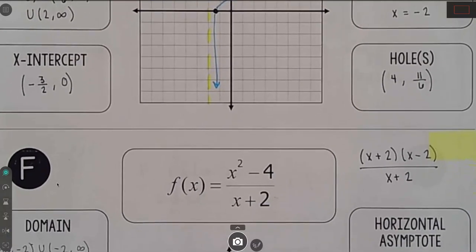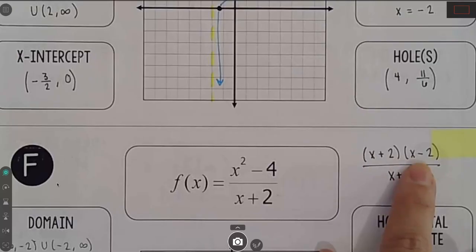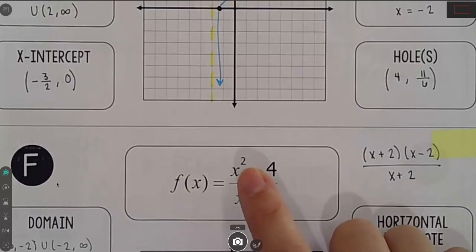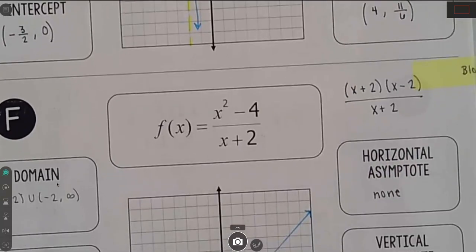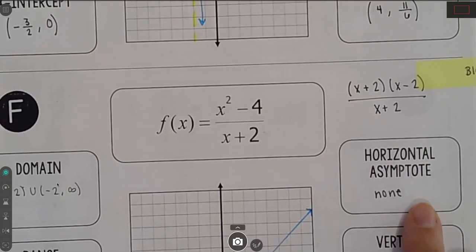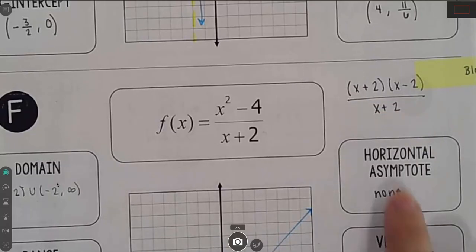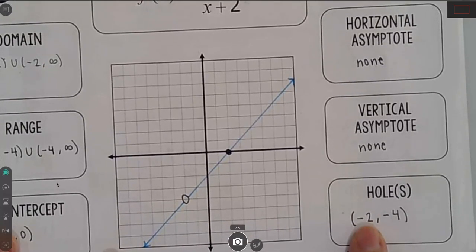So, problem F is f of x equals (x squared minus 4) over (x plus 2). If you factor this, you have (x plus 2)(x minus 2) on top, x plus 2 on the bottom. So, for the horizontal asymptote, the degree of the top is bigger than the degree of the bottom, so there is no horizontal asymptote. The x plus 2's cancel out, so that's going to be a hole. So there's a hole at negative 2.